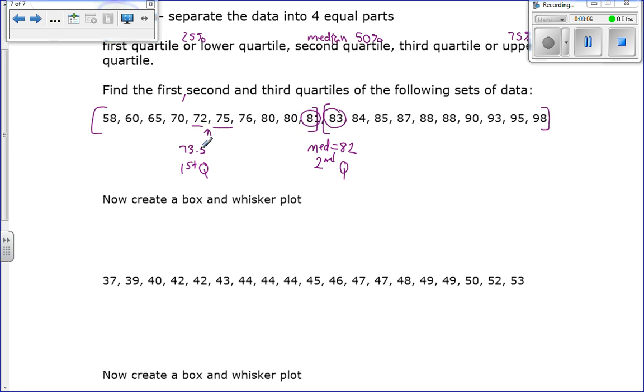And now I need to go ahead and do the same thing for my top half of the data. So 1, 2, 3, 4, 5, and 1, 2, 3, 4, 5. And the nice thing here is both of my pieces are the same, so therefore my third quartile is just 88.